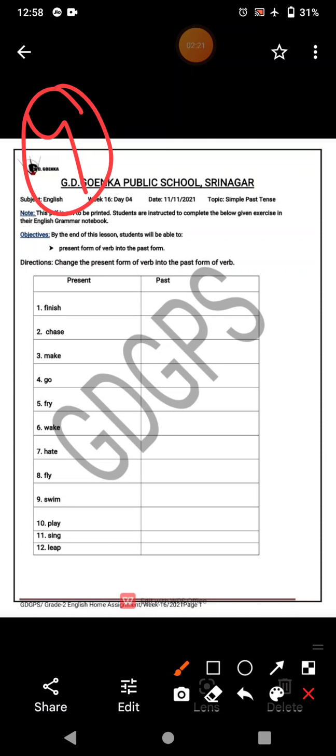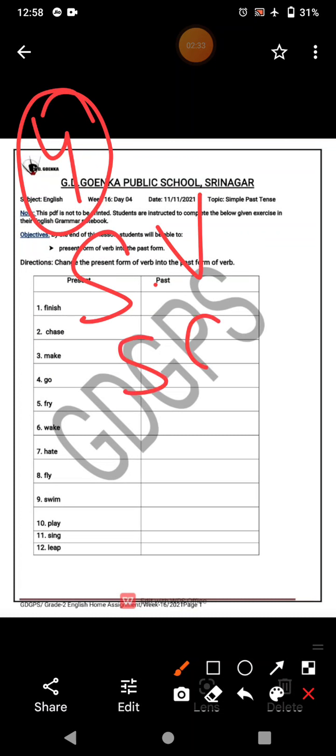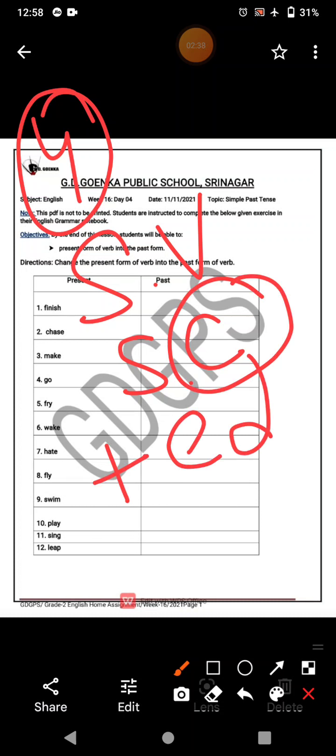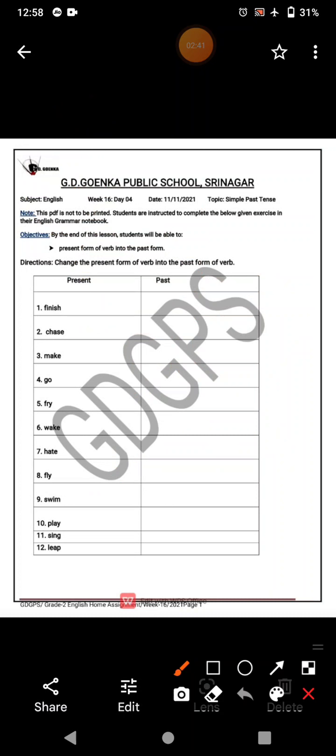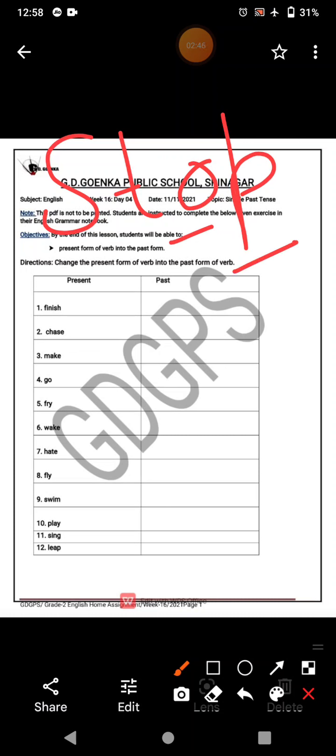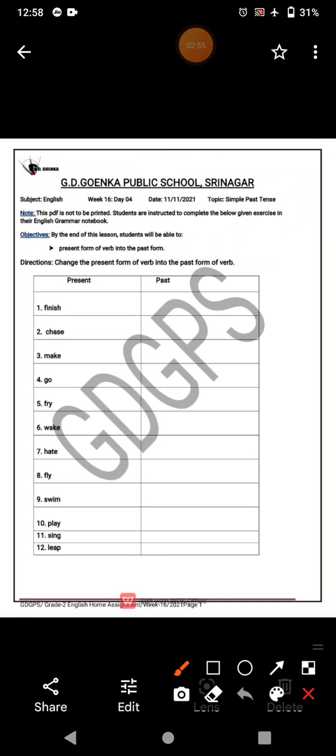Now let's come to rule number 4. Remember rule number 4? If a verb ends in a single consonant, single vowel and single consonant, we double the consonant and add ed. For example, stop. Here you can see O is a vowel, P is the consonant. So we double the consonant and add ed. So stop is the present tense, stopped will be the past tense. Well done. So let's start with the exercise now.